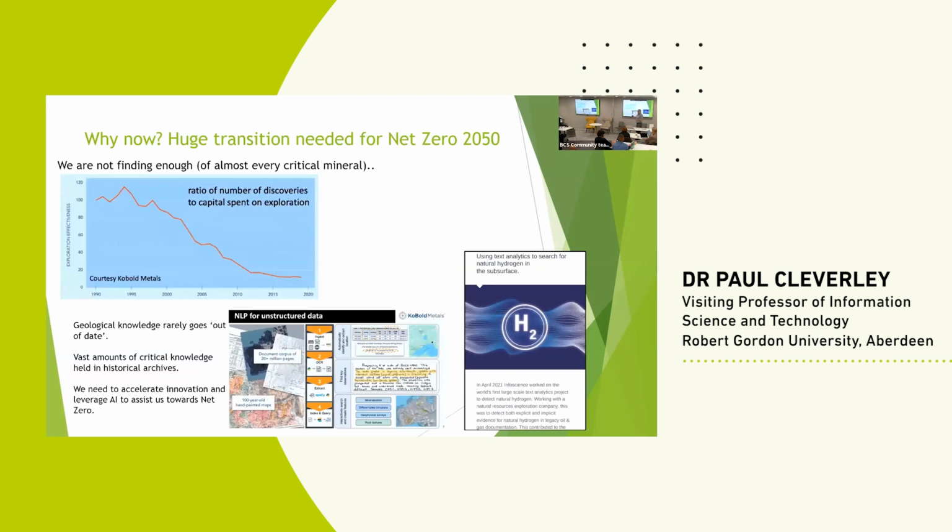So why is AI particularly of importance to geoscience? Well, we have this net zero target at 2050. The energy transition is also a minerals transition. And as you can see from the chart there, we're just not finding enough of just about everything. So we need some new techniques to spark new lines of thinking.